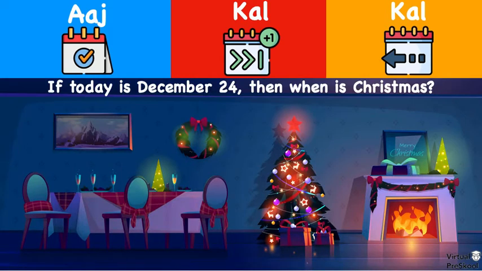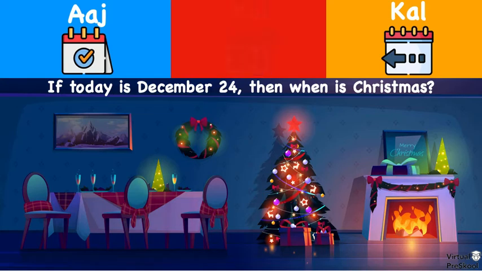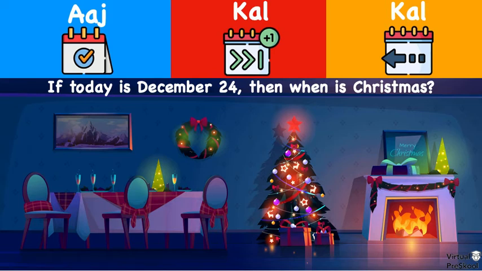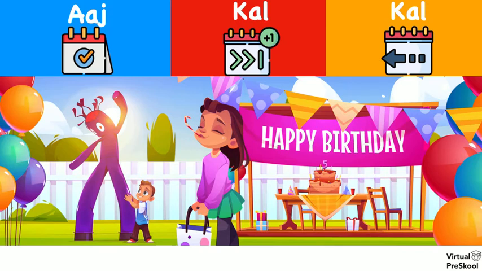If today is December 24th, then when is Christmas? Is it aaj? No, because aaj means today. Is it lal kal? Lal kal means tomorrow. So our answer is lal kal, tomorrow. If the birthday party was yesterday, when was it? Which one of these words is yesterday? It's narangi kal, right?